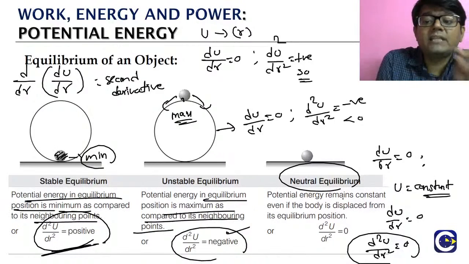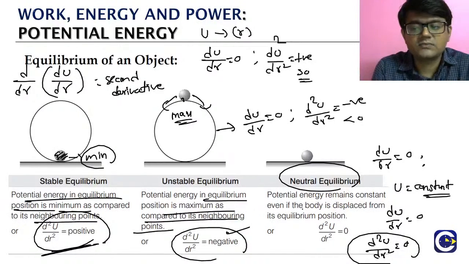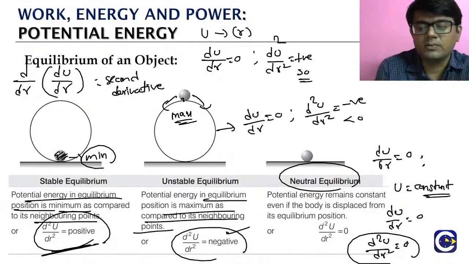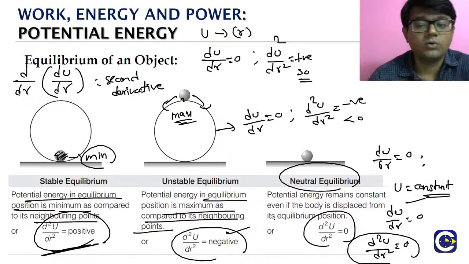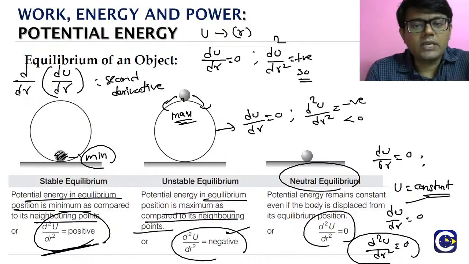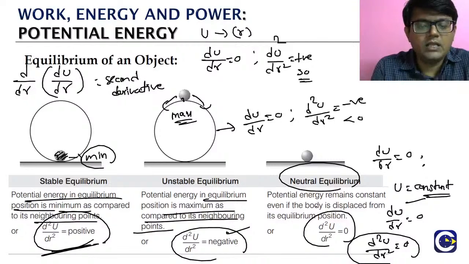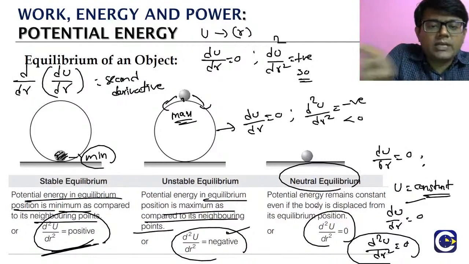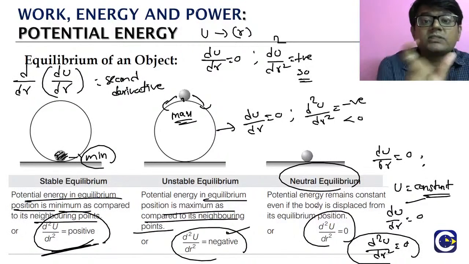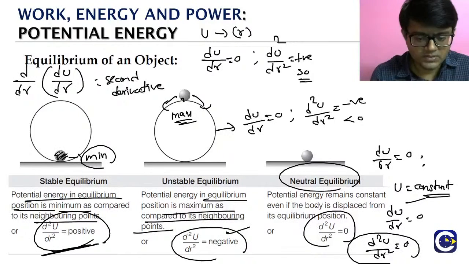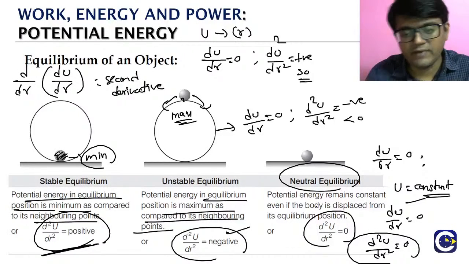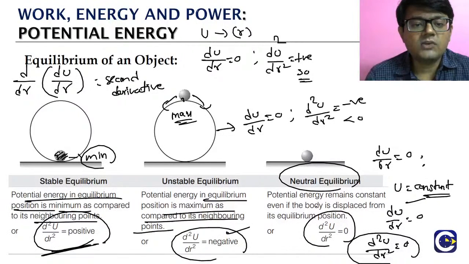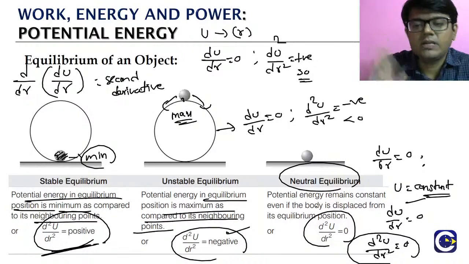If the potential energy is a constant function, the first derivative is 0, and the second derivative will also be 0. So if the second derivative is also 0, that is neutral equilibrium. What is the significance of neutral equilibrium? The potential energy in the entire region will be a constant function. Okay? So this is how we classify equilibrium into stable, unstable and neutral.